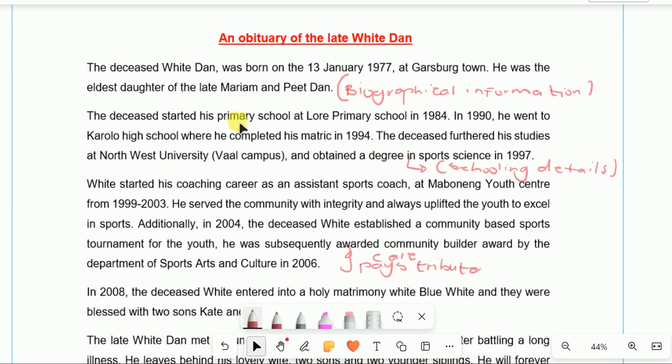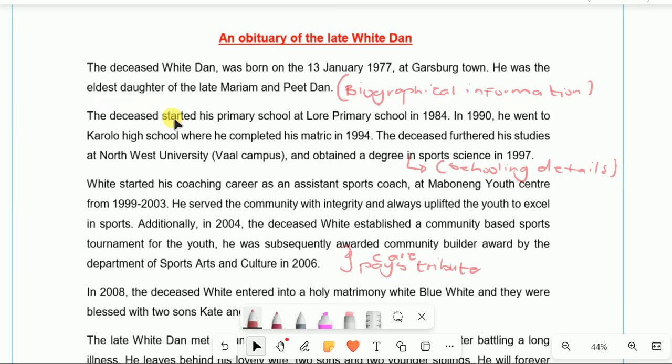The deceased started his primary school, and always the years are important. Remember, you are documenting someone else's timeline, so there's no way you can document a timeline in the absence of including the years. It's always important to state the years, because remember I said arrange facts chronologically. The years will indicate at which stage of life the deceased was and what he was doing at that particular time.